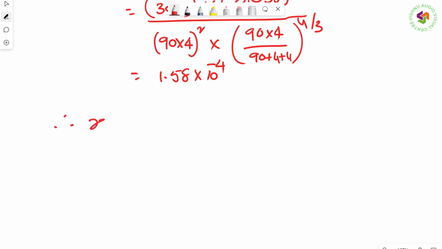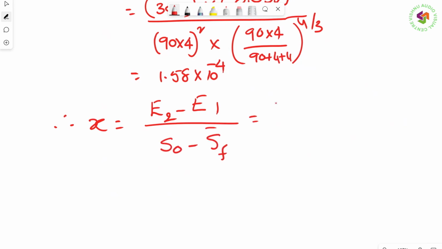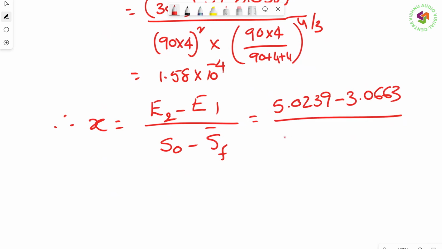Therefore, x is equal to (E2 minus E1) divided by (S0 minus SF dash). E2 is equal to how much? 5.0239 minus 3.0663, divided by S naught, that is 1 by 2500 minus 1.58 into 10 to the power of minus 4.